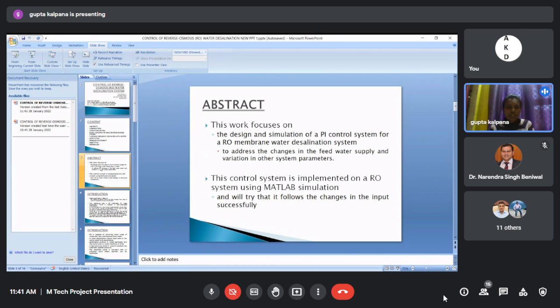Here in the abstract, this work focuses on the design and simulation of a PI control system for the RO reverse osmosis membrane water desalination system to address the changes in the feed water supply and other system parameters. Basically, this control system is implemented on a reverse osmosis system using MATLAB simulation.